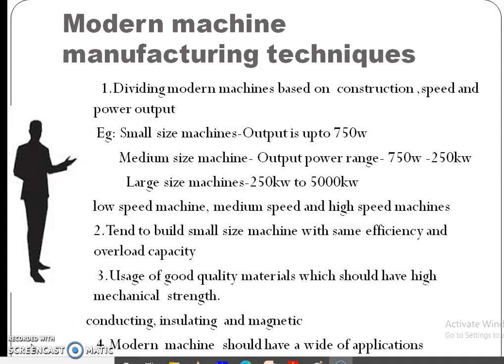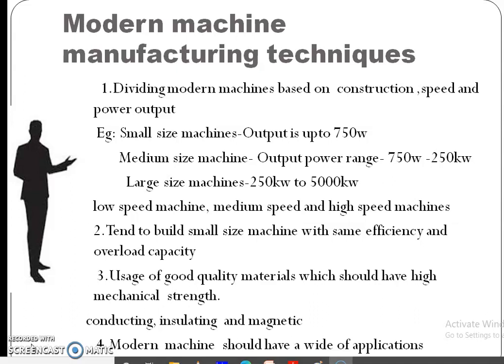The second one is that they are decreasing the size. Nowadays people are not going for large scale, they always think about the miniature, small one. That's why small size machines are manufactured nowadays. Manufacturers are decreasing the size of the machines, making them smart. But even though you are making a small size, it should be efficient and have overload capacity. Keeping these two in mind, they are reducing the size of the machine. Yes, we know that already.